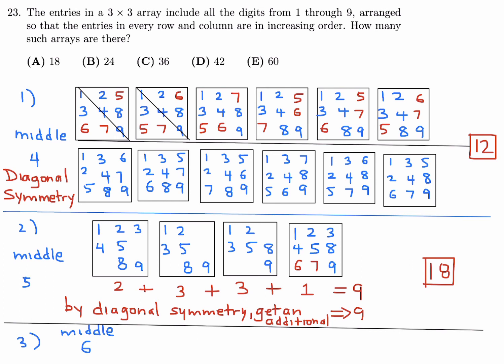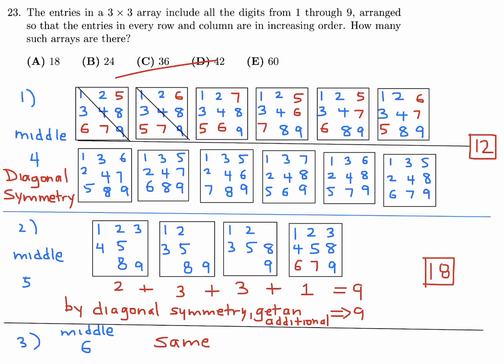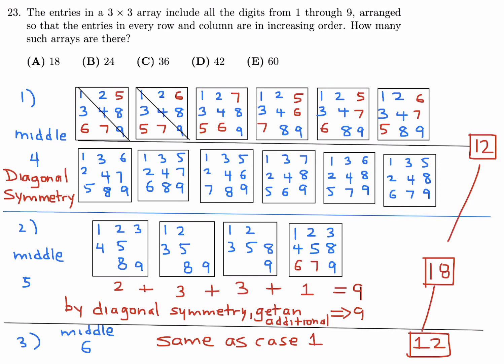And then when the middle is 6, the good news is that, and I'll let you figure this out, I don't want to go through this whole thing all over again, it's pretty much the same as case number 1. These guys. Pretty much the same. And because it's the same, it produces 12. So there you go. These are the grand total, 12, 12, and 18, and that is 42. So the answer to number 23 is D.